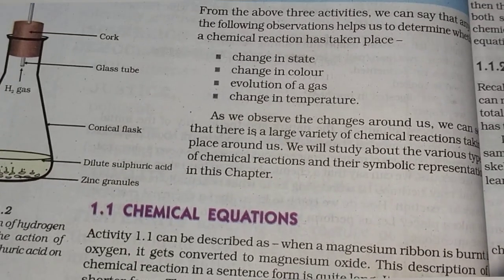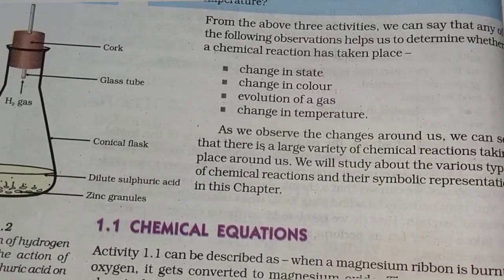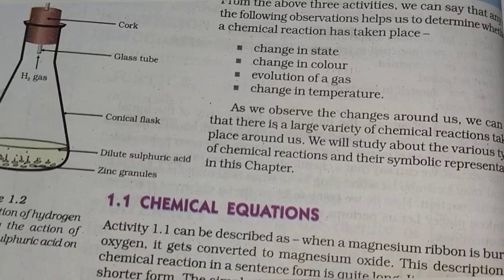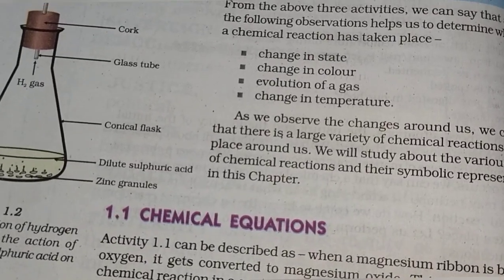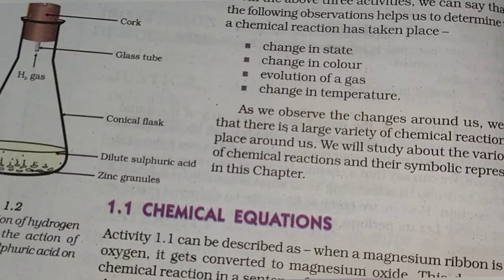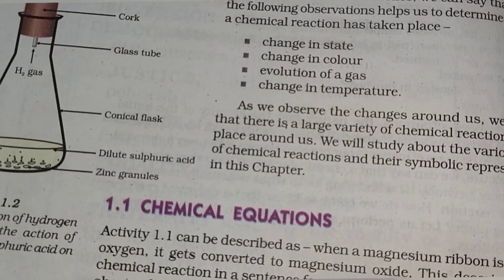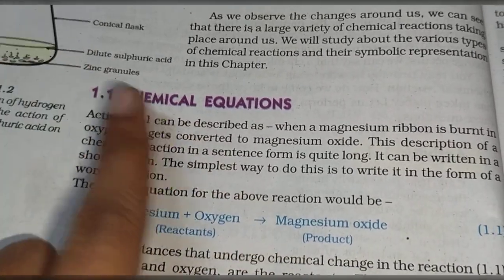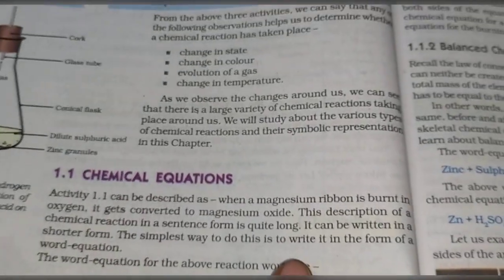So as we observe the changes around us, we can see that there is a large variety of chemical reactions taking place around us, and we will see it in the various types of chemical reactions and symbolic representation of it also. So first see what are chemical equations.